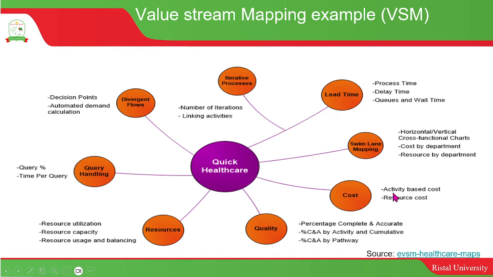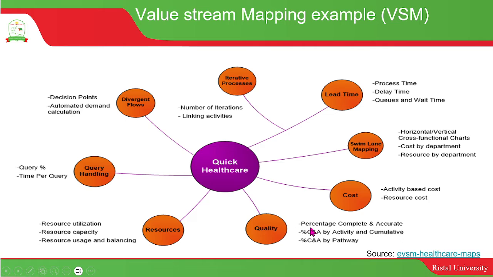Also, we look at the cost here. We have activity-based costs and also resource-based costs. So we should be able to know, first of all, how much we need for the whole process, for the whole activity, and then how much resources we need. So cost based on activity, and then cost based on resources.